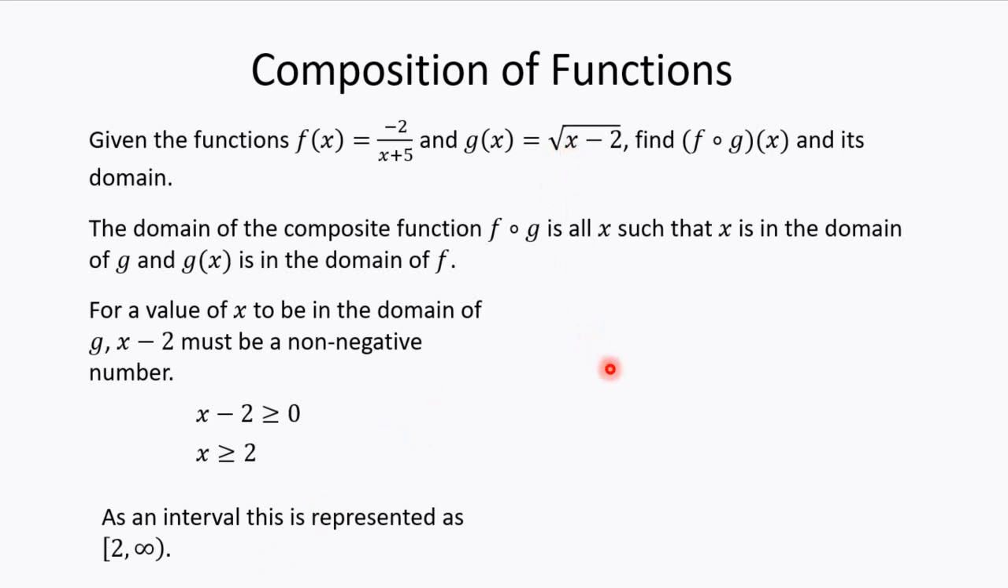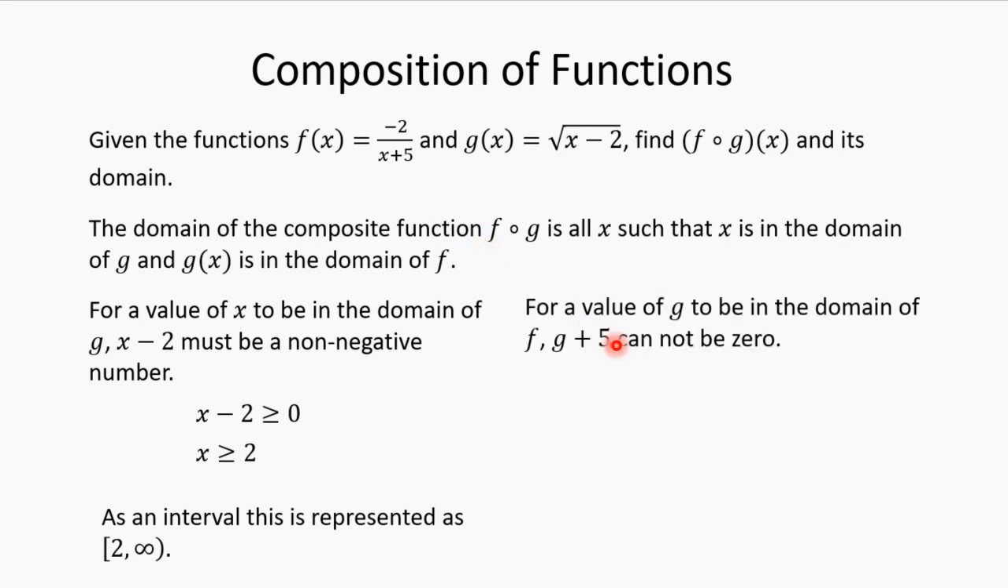Once we know the domain of the innermost function, we have to make sure that the output of that innermost function is in the domain of the outer function, in this case f. So basically I have to make sure that g is in the domain of f. For a value of g to be in the domain of f, g plus 5, which is the denominator, cannot be 0 because you can't have 0 in the denominator.